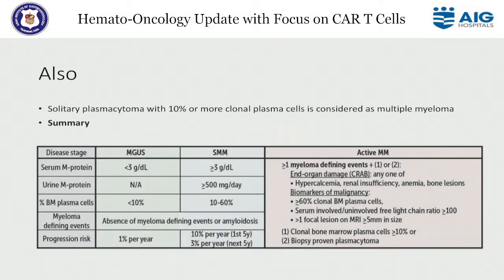multiple myeloma. Basically, this particular table summarizes all the diagnostic criteria and the differences between monoclonal gammopathy, smoldering multiple myeloma, and active multiple myeloma.